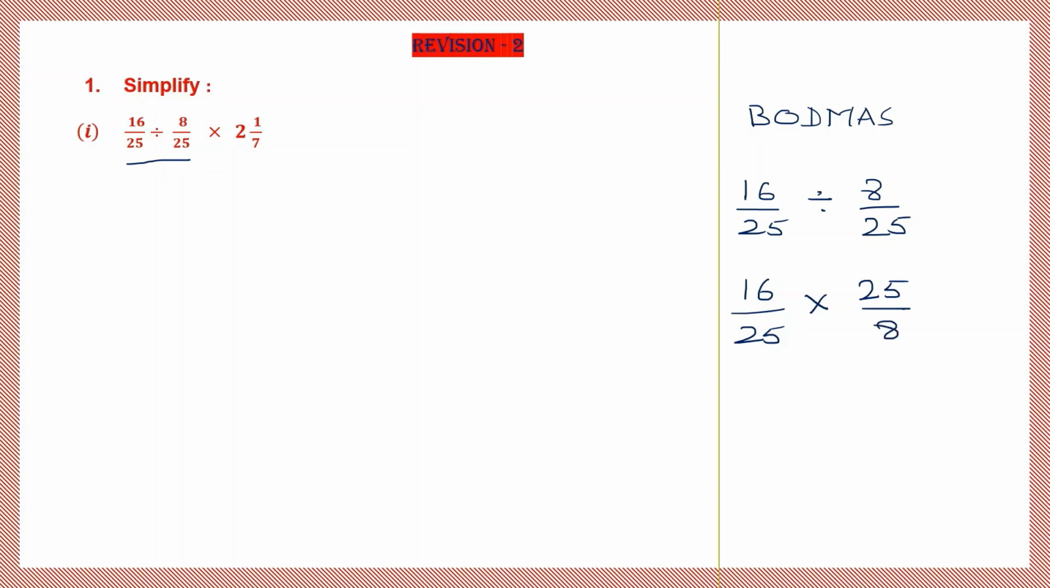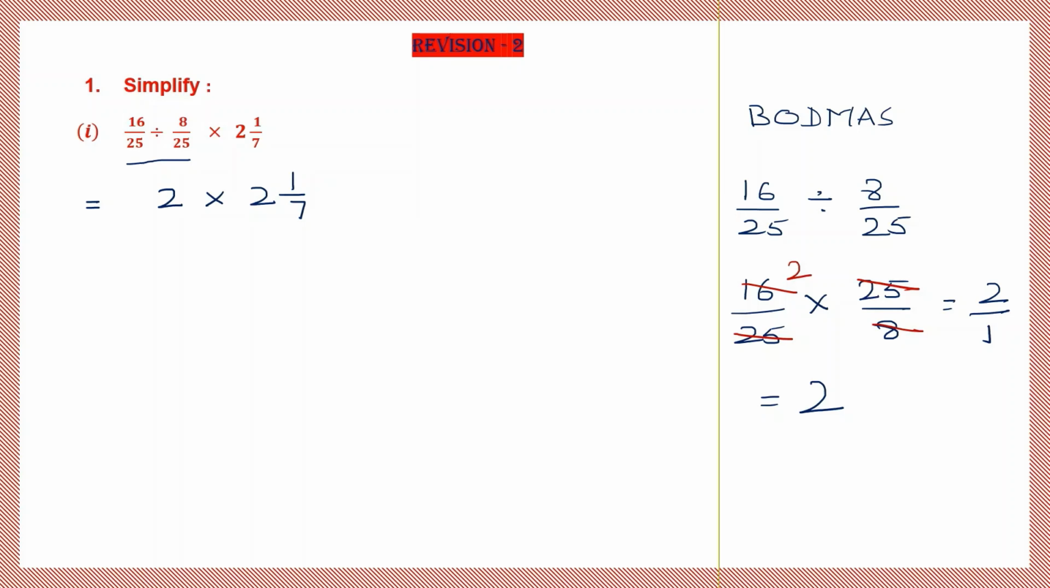Now we can cancel. I can cancel 25 and 25. I can also cancel 8 and 16. 8 2s are 16. So what do I have here? I have 2, the denominator is 1 because all this will get cancelled, and this is equal to simply 2. So let's write that there. So this is 2 into 2 1 by 7.